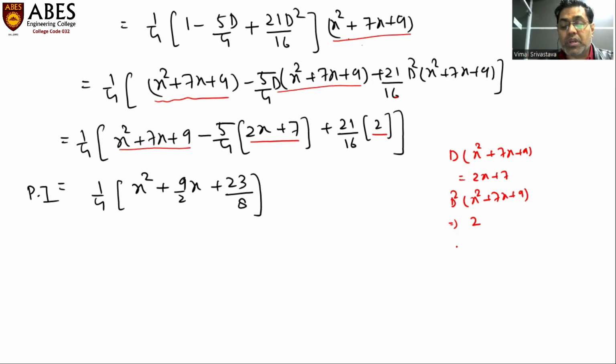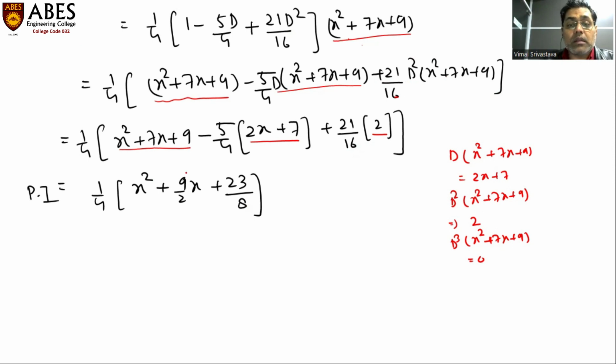Why do we ignore dq terms? The reason is simple. Once we consider the dq term, we are differentiating x square plus 7x plus 9 thrice, and we will get 0. Similarly, d4, d5, all are 0. So we are not considering them here. We are limiting ourselves up to the term of d square.